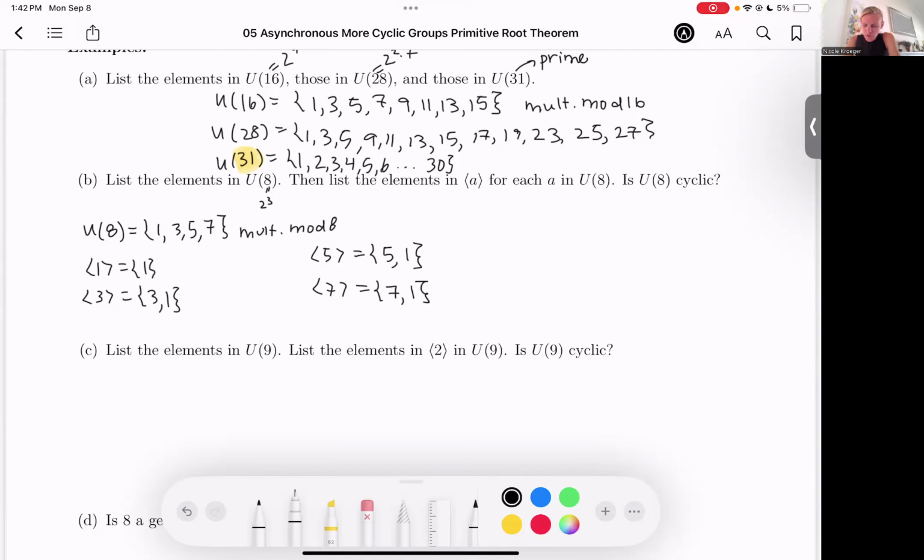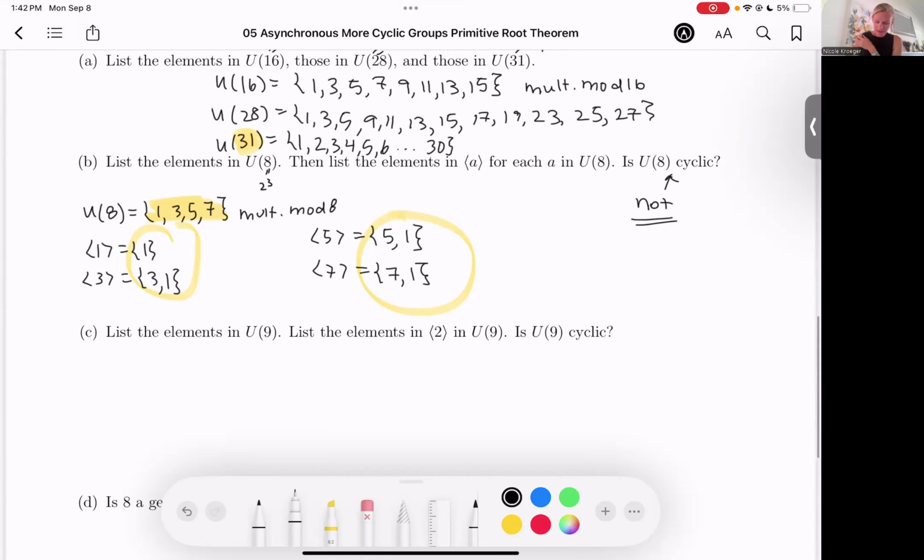So this means that U8 is not cyclic, because none of these sets include all of the elements from U8. It's going to turn out that some of these U groups are cyclic and some are not. So kind of a fun little fact here. Let's see if we can find a U group that is cyclic.